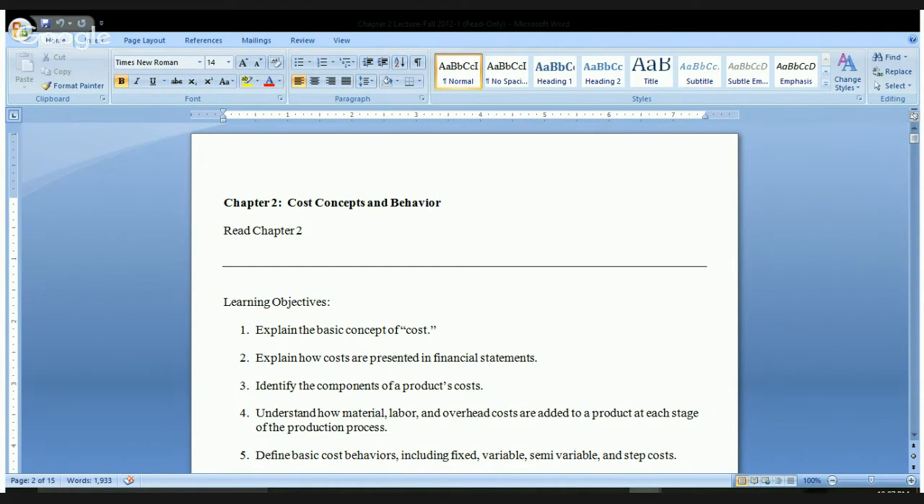Now, how do we present cost on the financial statements? When we're looking at the three different types of companies that we have, a service company, a merchandising company, and a manufacturing company, all three of these types of companies have their costs calculated differently. Overall, it has the same basic format, but the different types of costs are different.